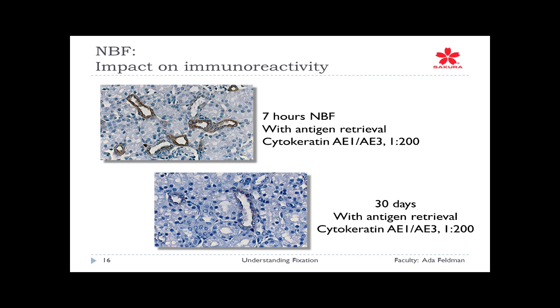Okay, so let's see some pictures of the impact of neutral buffered formalin on immuno. We've seen what it can do as a perfect job with H&E earlier. Take a look here. Here are 2 sections of kidney, all right? One was fixed in neutral buffered formalin for 7 hours, and with 7 hours, the cross-linking has occurred, and we had to use antigen retrieval to demonstrate the cytokeratin, all right? The bottom slide, the cytokeratin is visible.